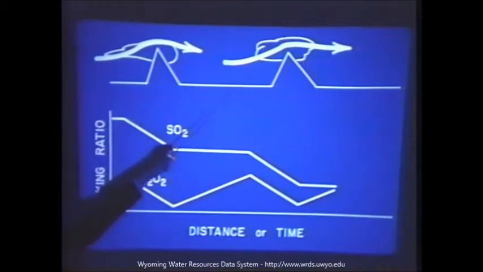Now, in the clear air between the two mountain ranges, SO2 would either remain constant, since there's really no reaction to consume it, or it may just be dispersed via atmospheric turbulence.